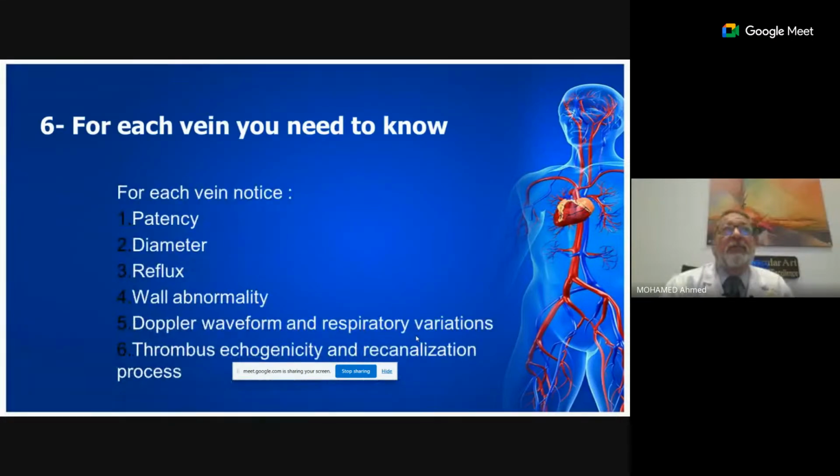Now, for every vein, this is the information you ask yourself. Is this vein patent or is it occluded? What is the diameter? Is it giant or is it small? Is it refluxing or not? And what is the wall abnormality? Does it have previous changes from previous DVT? What is the Doppler waveform, and does a thrombus exist? So this is the information, number 6, that you want to know.